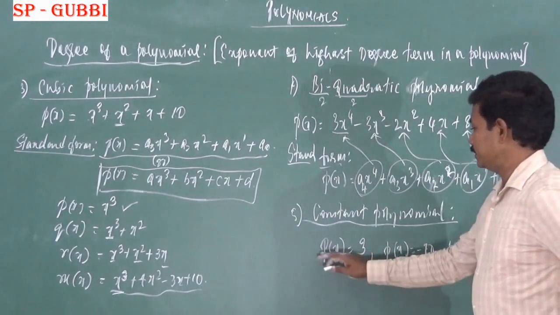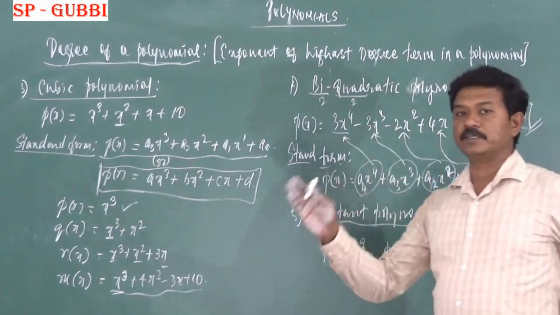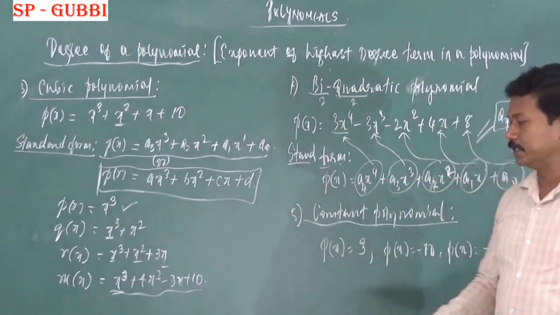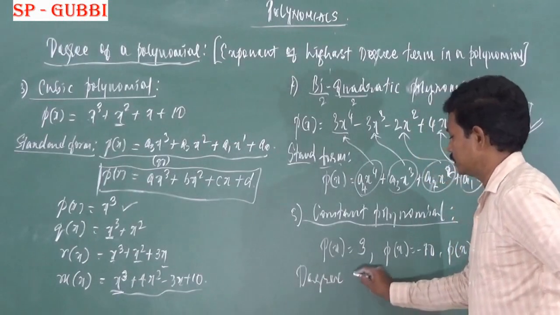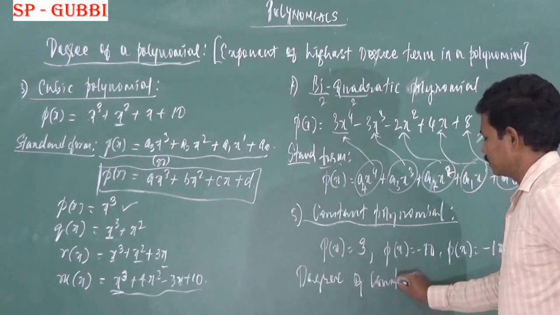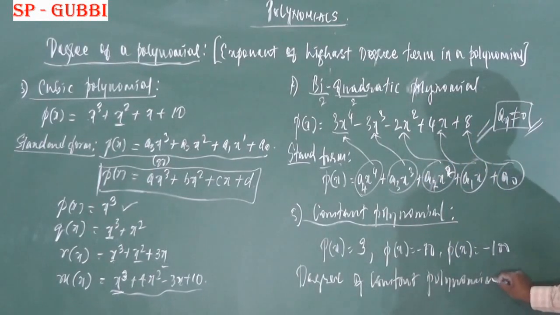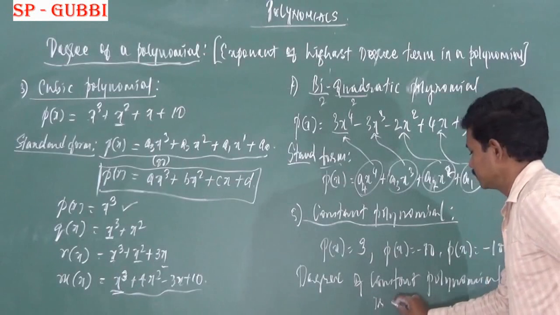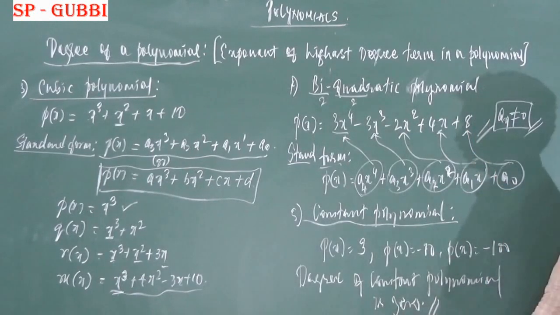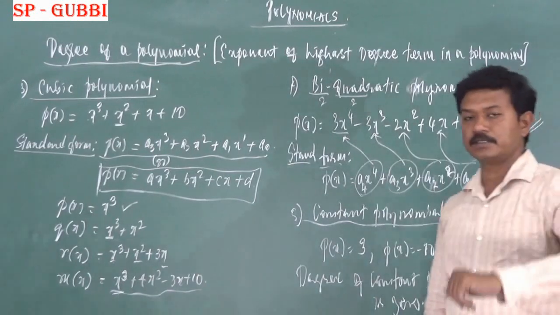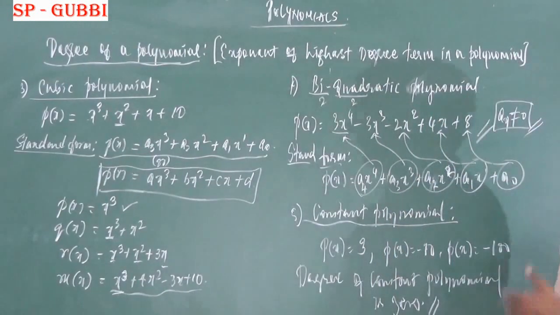If these are constant polynomials, then what is the degree of these constant polynomials? The degree of a constant polynomial is always 0. You have to remember this. The degree of a constant polynomial is always 0. This is very, very important, so it will be asked for 1 mark in your examination. So what is the degree of a constant polynomial? The degree of a constant polynomial is 0.